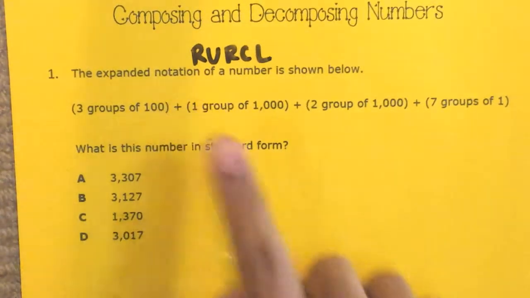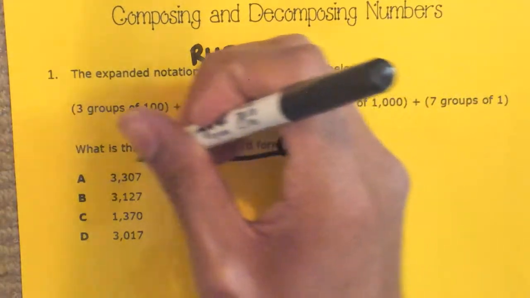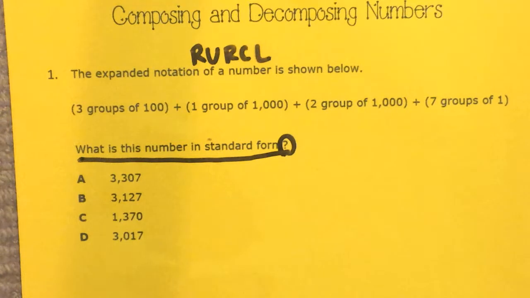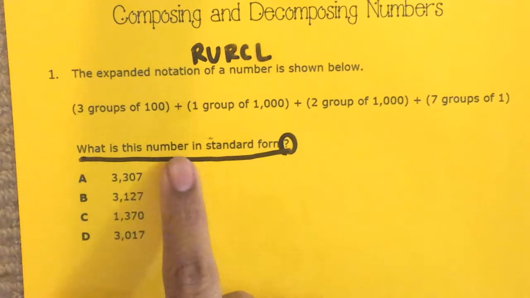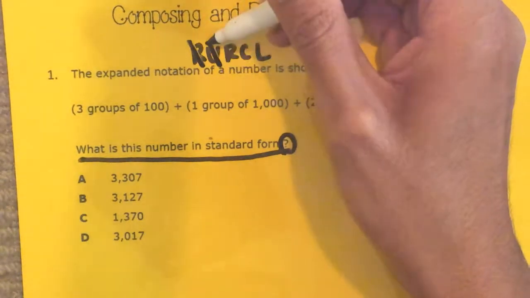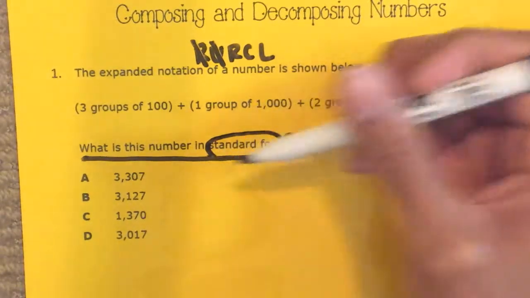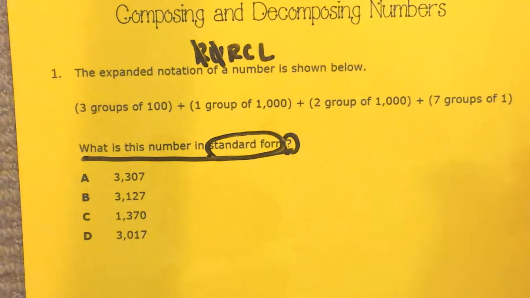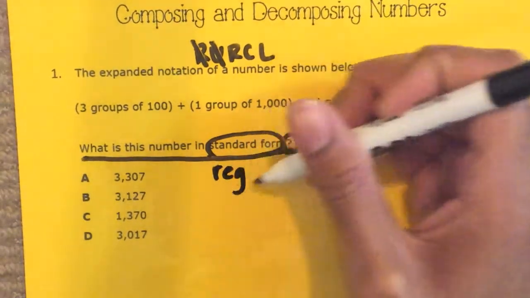The first R stands for read the question, so let's find the question mark and underline all the way back to the beginning of that sentence. Go ahead and put your finger on what? It says, what is this number in standard form? So let's cross out the R and the U, and let's go back and circle this word that says standard form. Standard form is just a fancy way to say a regular number.